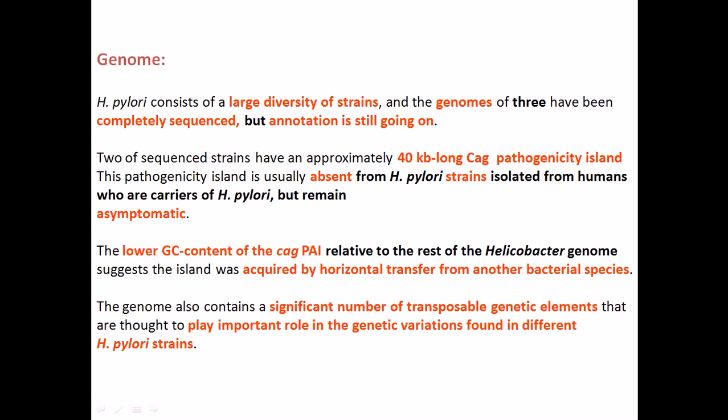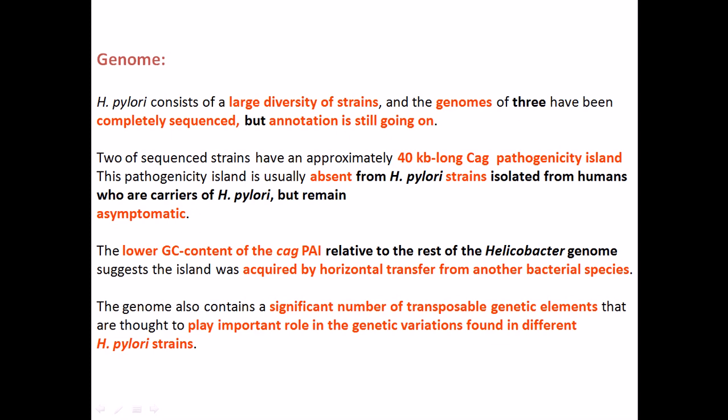Normally, in Helicobacter pylori strains obtained from humans who are carriers of Helicobacter pylori, we generally won't find that CAG pathogenicity island, but if we collect it from infected people, then we can find the CAG pathogenicity island playing an important role there.